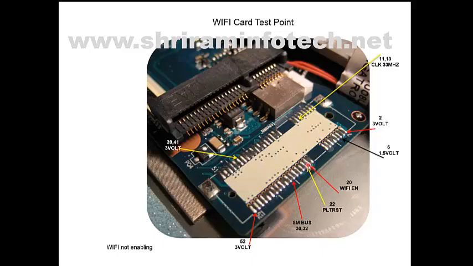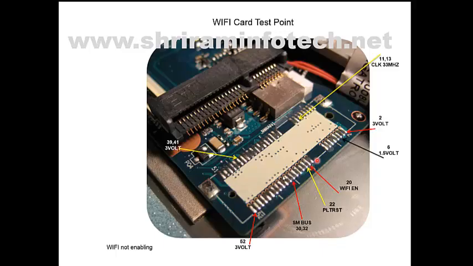In that case you can do it like this also. You can short this pin to pin number 2. At pin number 2 we are getting 3 volts. So you can make a wire from here to here. You can jumper from pin number 2 to pin number 20. Then pin number 20 will get 3 volts, and the Wi-Fi will start functioning.